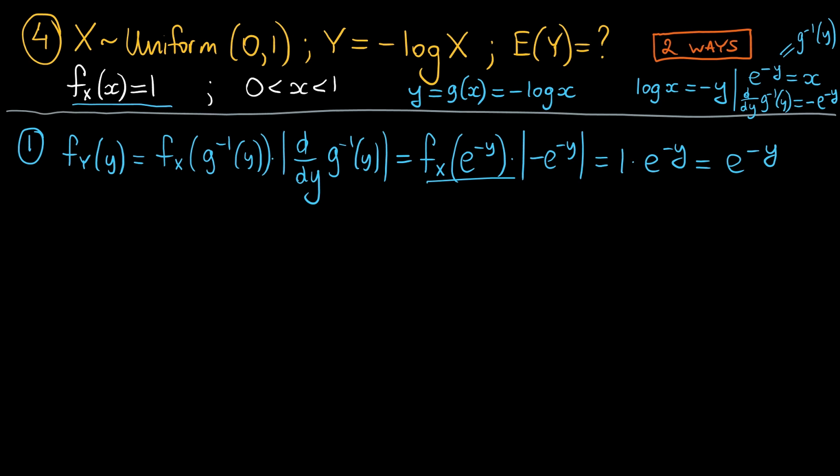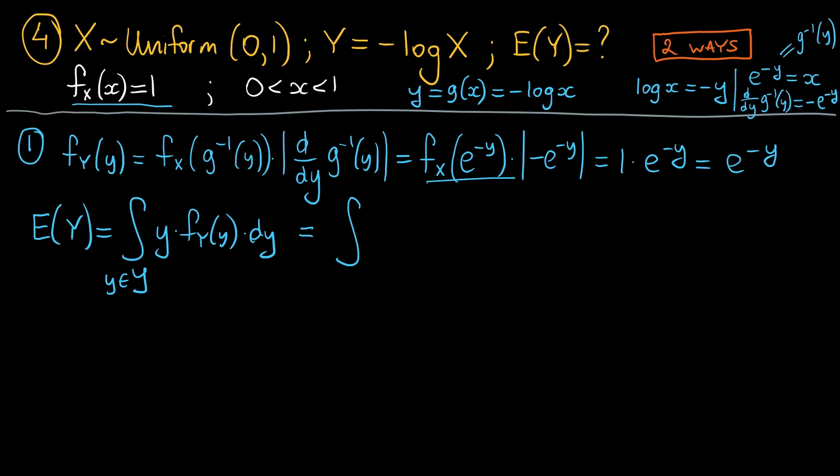Okay, we have the PDF of y, so now we can find the expected value of y by definition as the integral of y times the PDF of y over the support of y, and we need a dy. Okay, so what does that give us? Let's replace the value of the PDF of y here, e to the power of minus y. And what is the support of y? As x ranges in between 0 and 1, what is the range of minus log of x?